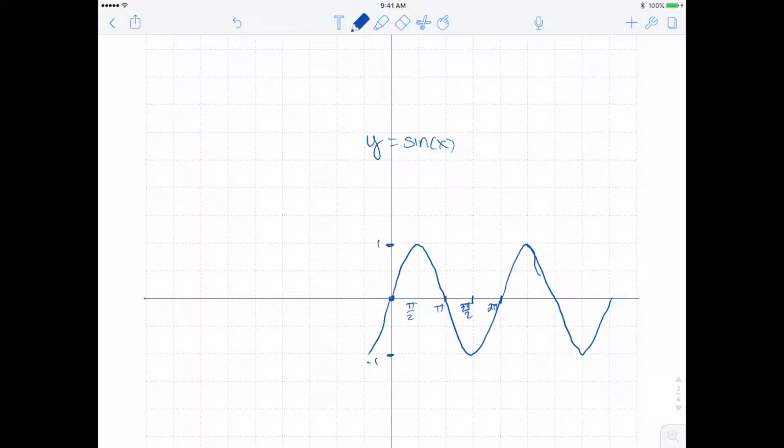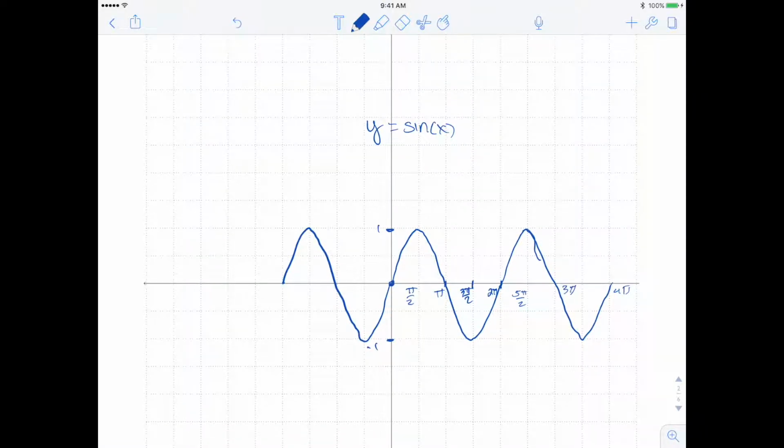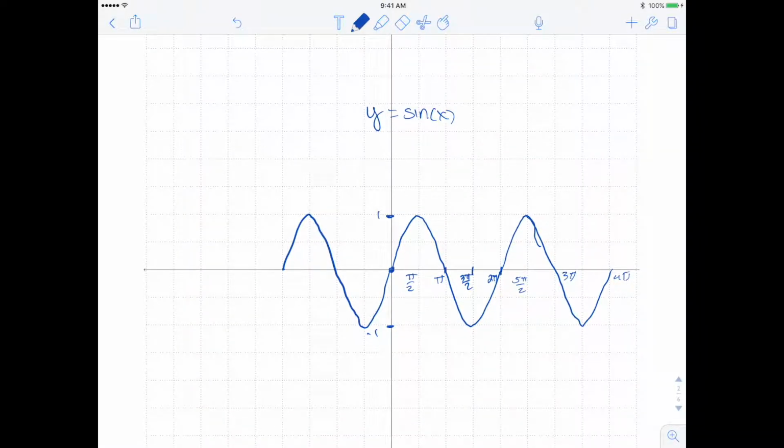This, and it goes backwards as well. Right? So this can actually help us test the values. This is going to be 5 pi over 2, 3 pi, 4 pi. And that's going to be the basic shape of the graph of sine of x.